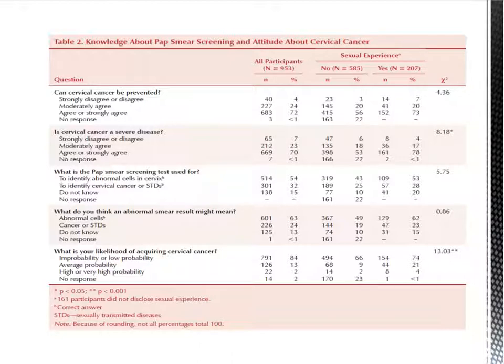Again, if you look at the percentage column, 21% of the women with sexual experience believed that they had an average probability of getting the disease, while only 9% of the women who did not have any sexual experience believed they would get the disease. Of interest to me is that 74% of the women who had sexual experience believed they had a low or improbable chance of getting cervical cancer, and only 66% of women with sexual experience believed they had a low or improbable chance of getting the disease.